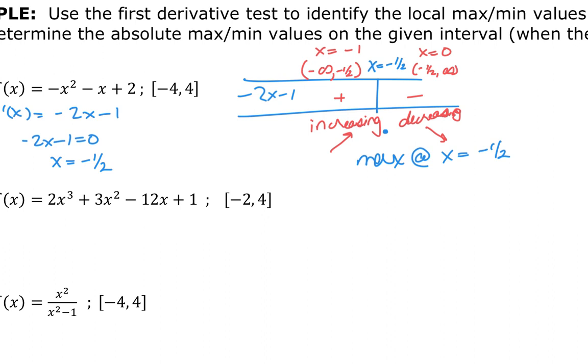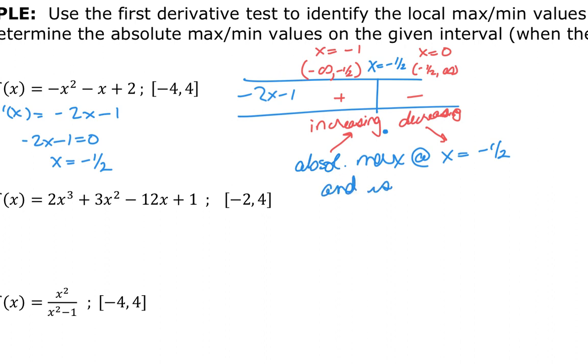Now we don't know if it's an absolute max or not until we look at our interval. So at negative 4, if I'm going from negative 4 to negative 1/2, I'm increasing, so we know that negative 4 is not going to be a max. And at 4, if I'm going from negative 1/2 to 4 and I'm decreasing in that interval, we know that 4 is not going to produce a max either. So we know that the absolute max happens at x is equal to negative 1/2.